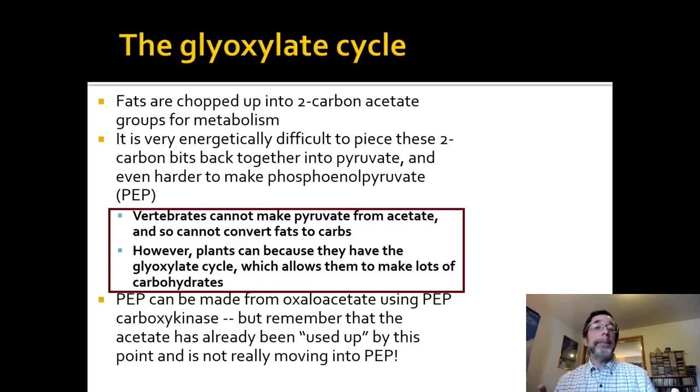So you might be able to look at the arrows and say, I can do that because I can basically turn oxaloacetate into PEP with PEP carboxykinase. Didn't you just say that we could do that? Anaplerotic reactions, right? But remember that the acetate has been used up by that point. Technically the atoms are there, but they've gone through the citric acid cycle. To be able to do that, you've taken 2 atoms of acetate and you've run them through the citric acid cycle, and they've come off as 2 atoms of CO2 already.